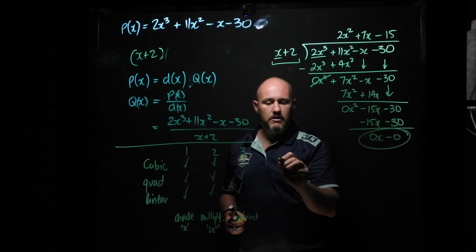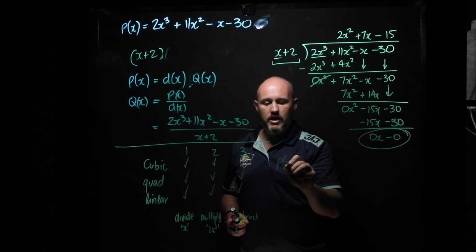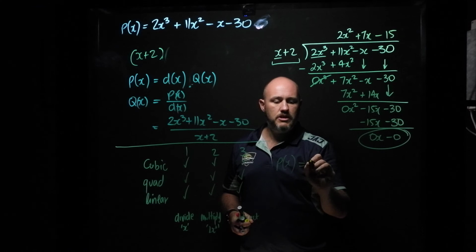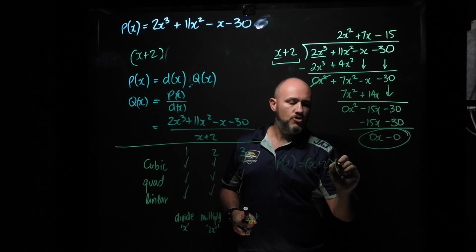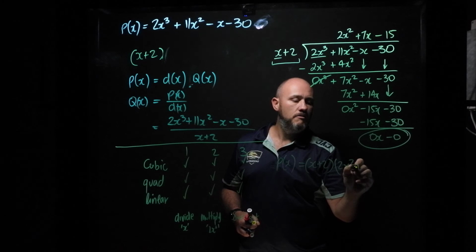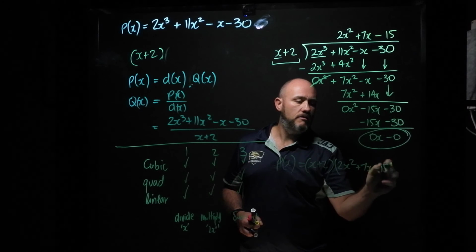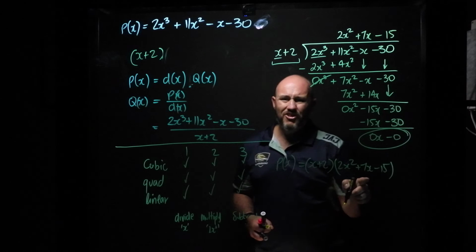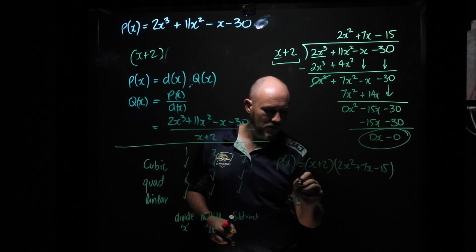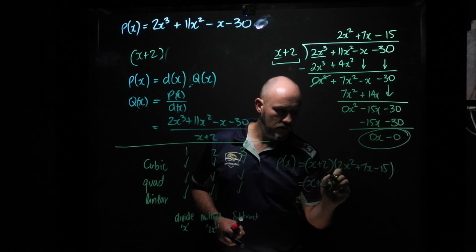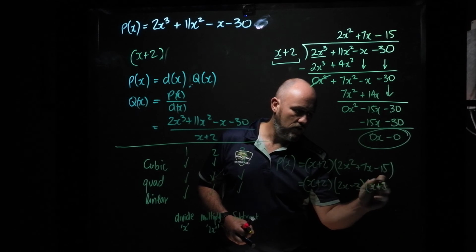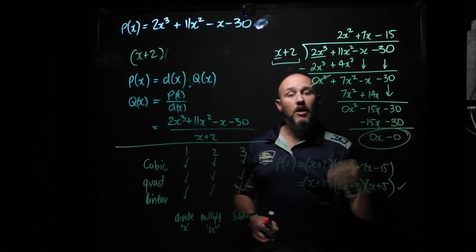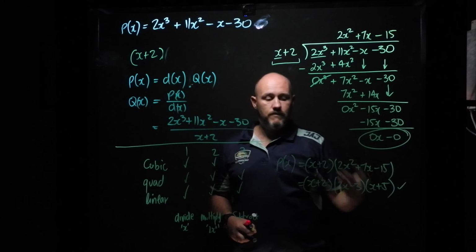And we get now our p of x, which I won't write out, but I could, is equal to d of x, x plus 2, times our quotient, 2x squared plus 7x minus 15 from above, and this is what we got in the last video using the other method. X plus 2, and then 2x minus 3, and x plus 5. Done. Polynomial long division can help you to factorise as well.